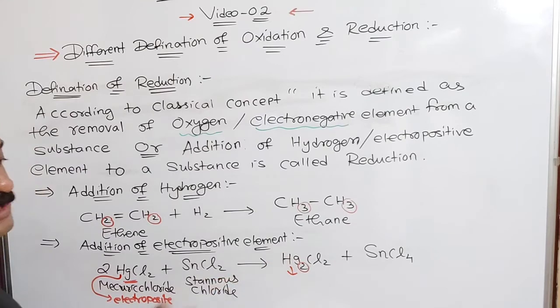This is the one which is being added. So only one mercury was there in the molecule HgCl2. Here now there are 2 mercury chloride. Okay, this also you can say, or another word we can say here, there is a removal.